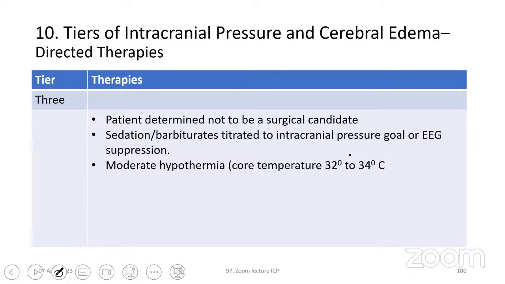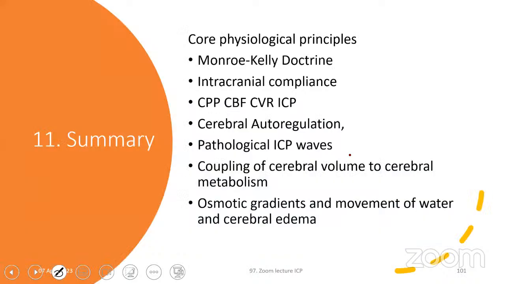In tier 3, the patient is determined not to be a surgical candidate. Then the temperature management will come into the picture. Sedation, barbiturates, and EEG burst suppression is targeted. Moderate hypothermia, core temperature 32 to 34 degrees centigrade. So, in summary, we have understood core physiological principles: Monroe-Kellie Doctrine, intracranial compliance, cerebral perfusion pressure, cerebral blood flow, cerebrovascular resistance, intracranial pressure.